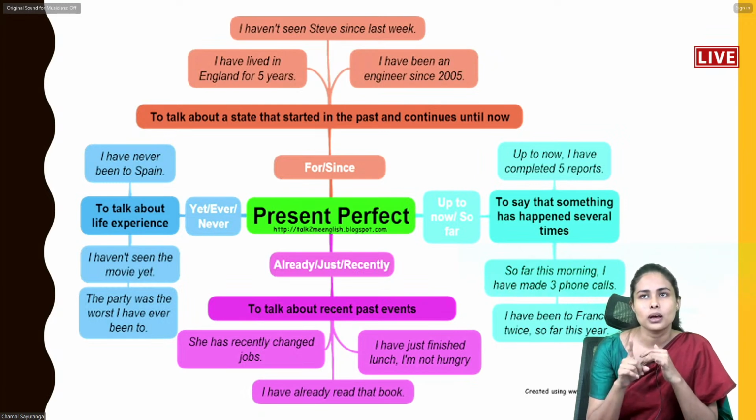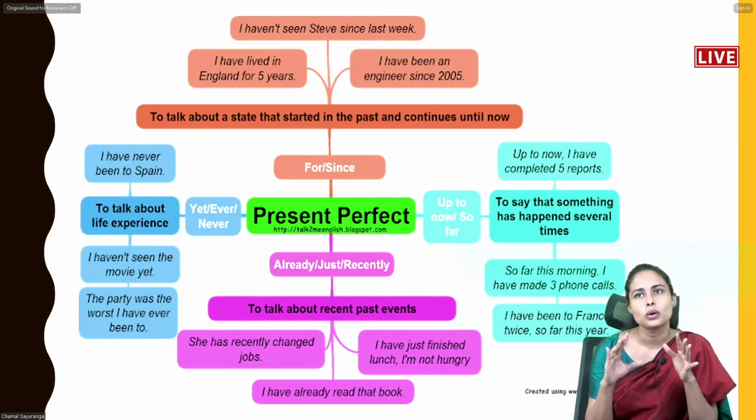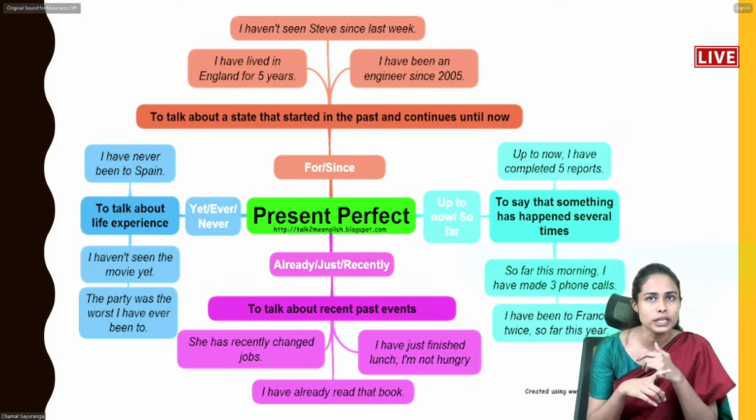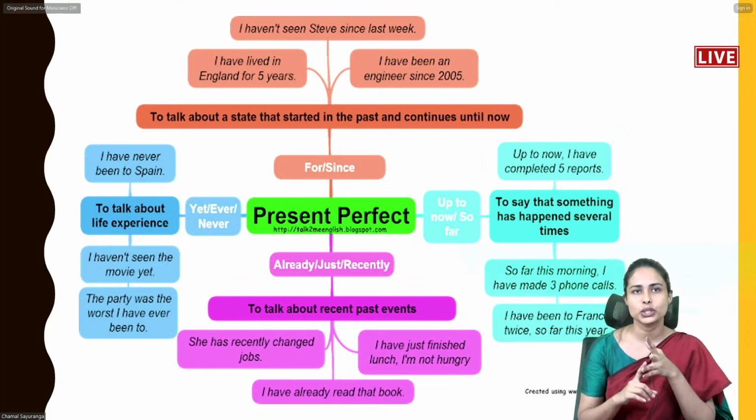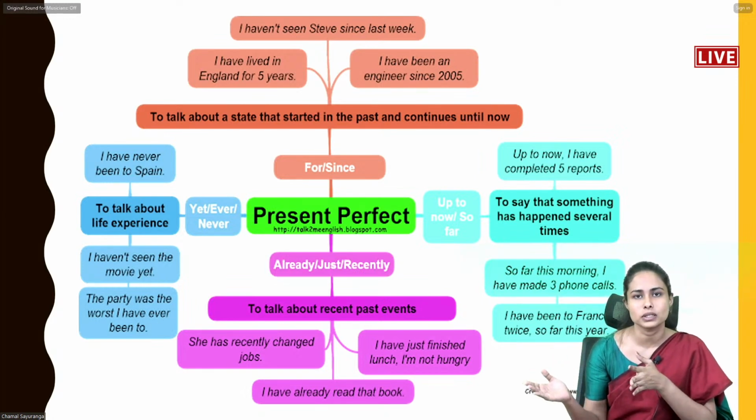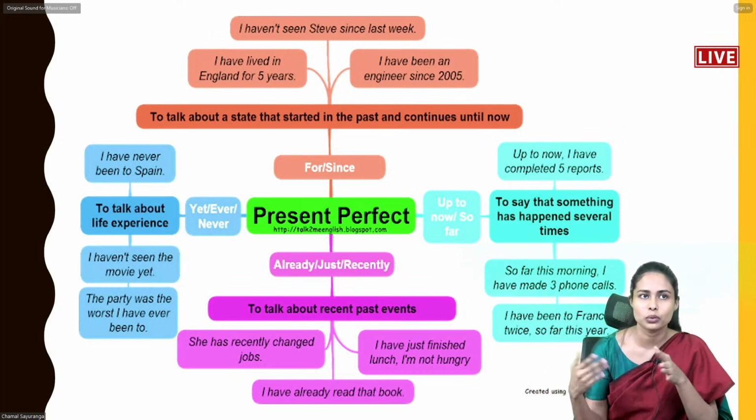In this case, you can use time expression words like already, just, or recently, especially the word just. I just finished my assignment. I just finished my report, right? So I have just finished my lunch, so I am not hungry. I have already read the book. The other time expression, already, you can use as well when it comes to present perfect tense. Already and just are used to talk about recent past events. I have already done that. I have just finished that, and so on.